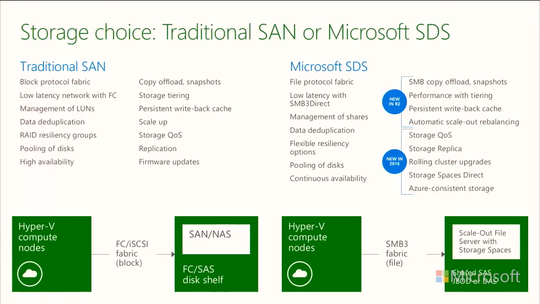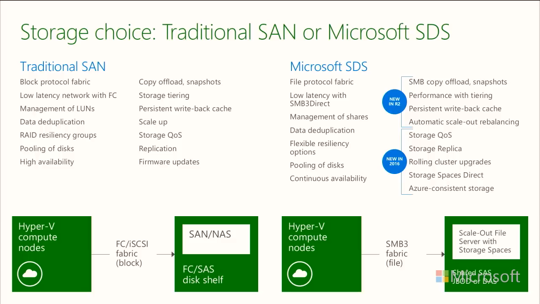One of the main differences is things like SMB Direct, SMB3 Direct, which are built in, and new in R2. I'm sorry, new in 2016 are things like storage QoS, quality of service, how well am I servicing my storage requests. Storage replicas, being able to replicate your storage from one set of storage components to another. And as Joe mentioned earlier, rolling cluster updates are fairly new. And Azure Consistent Storage, where you're basically backing up your storage into the cloud. So these are all options that you have available.